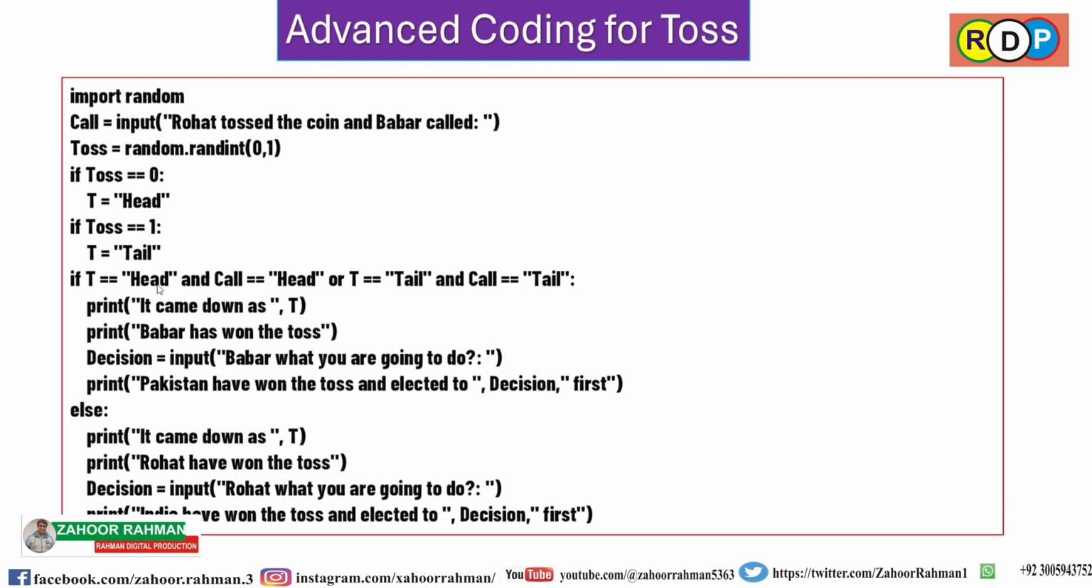t is equal to head and call is also head. If the tossed coin is giving us head and the call from the captain was head, or t is equal to tail, the coin is coming down as tail, and the call was also tail, it means that the calling captain has won the toss. And we will say it came down as a t, either it will be head or it will be tail. So if it is tail, it came down as a tail. Babar has won the toss.